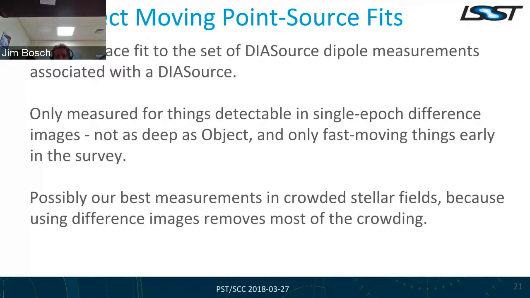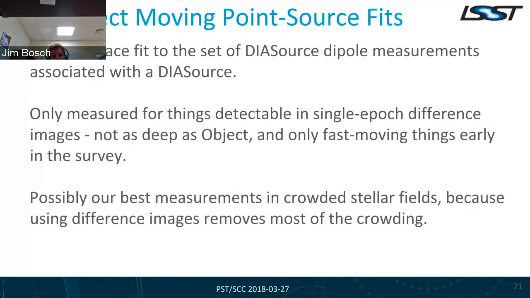And of course, even if something isn't a dipole, you can fit a dipole to it. It's just a dipole with no separation. So what we can do then is take all of the source measurements that are associated into a single DIA object, and we can do a fit to measure proper motion from those measurements.